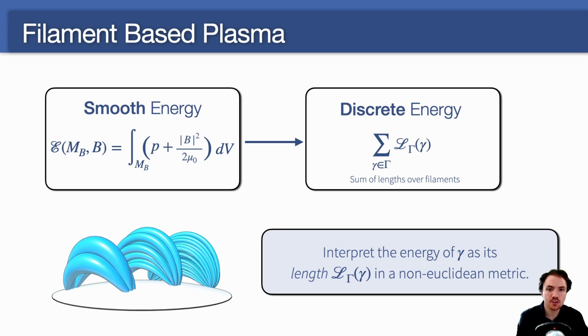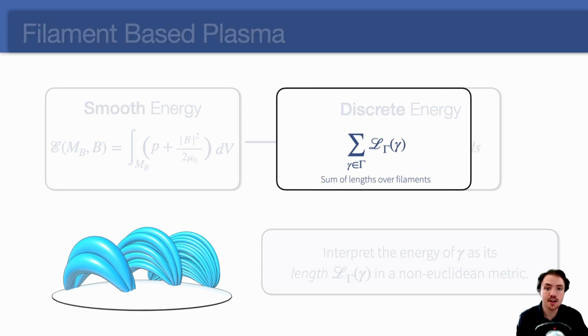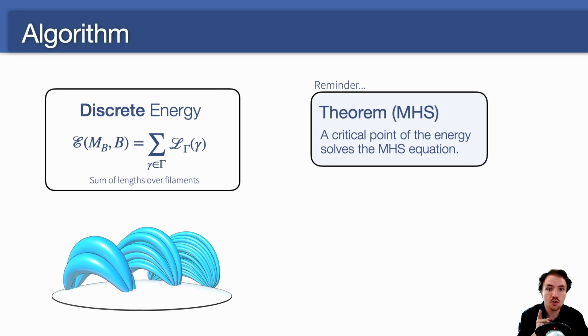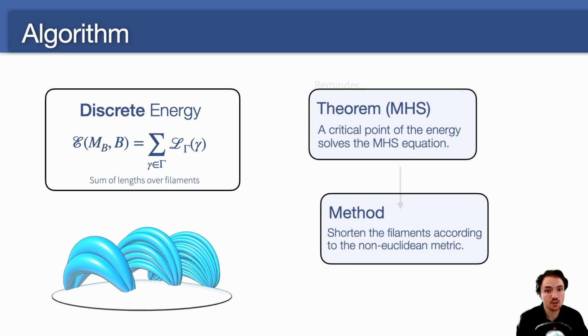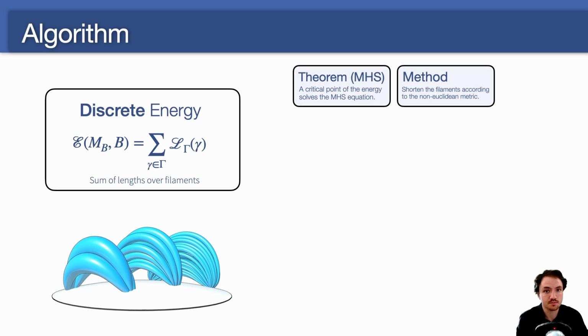You might now ask yourself, why? Why interpret this so geometrically? To answer this, let's remind ourselves that our target was to find a critical point of the magnetohydrostatic energy, which we now discretize as a sum of lengths. This means that our length interpretation now allows us to solve the problem using length shortening methods. This justifies the following conceptually simple algorithm.